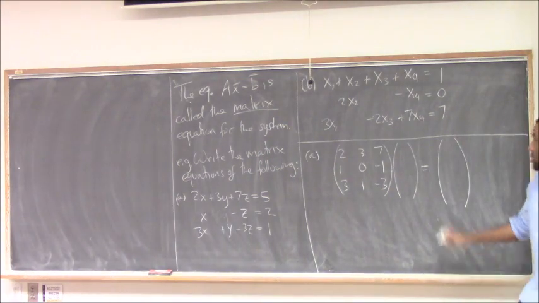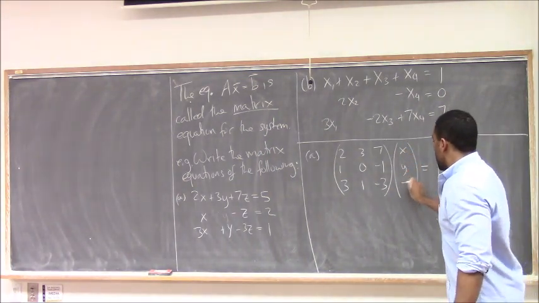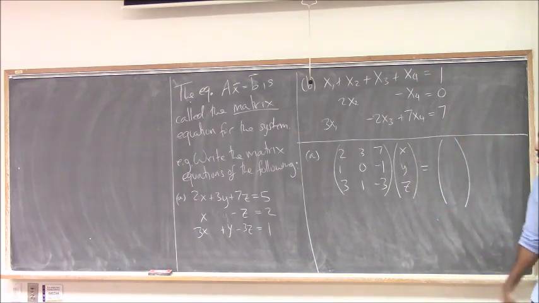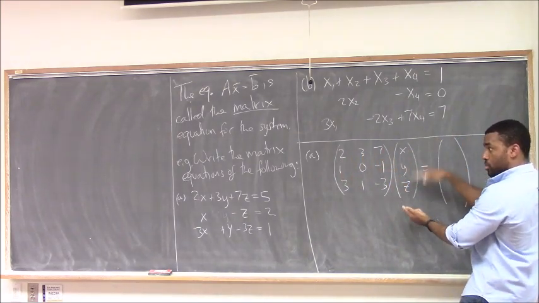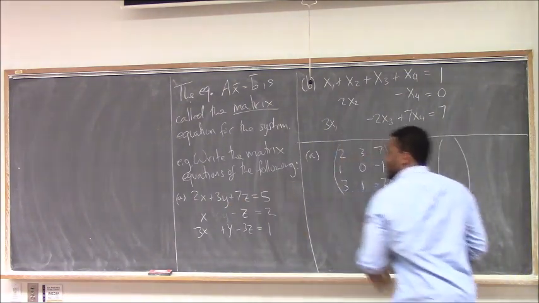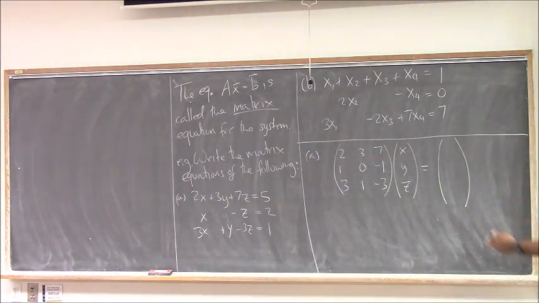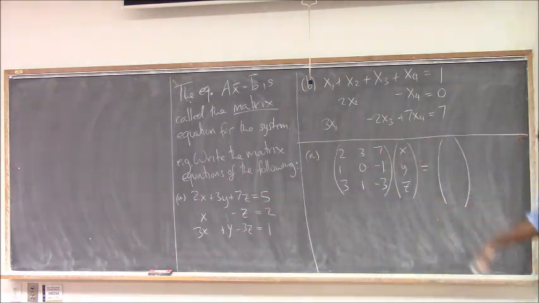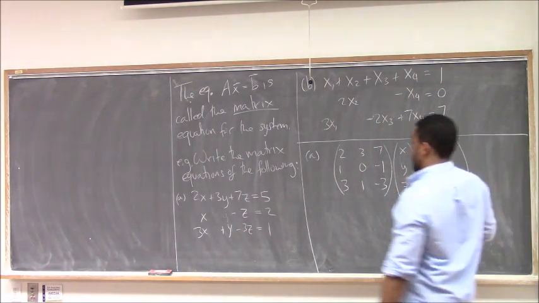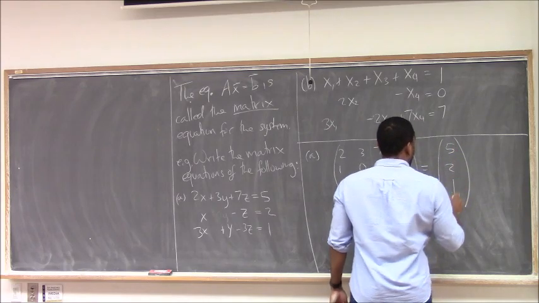What would be here? X, Y, Z. In that order, because I need the 2x plus the 3y plus the 7z, so the order that you put the variables in matters. It should be in the same order that's going horizontally, but written vertically. It's kind of like you take this row and transpose it. And B would be 5, 2, 1.